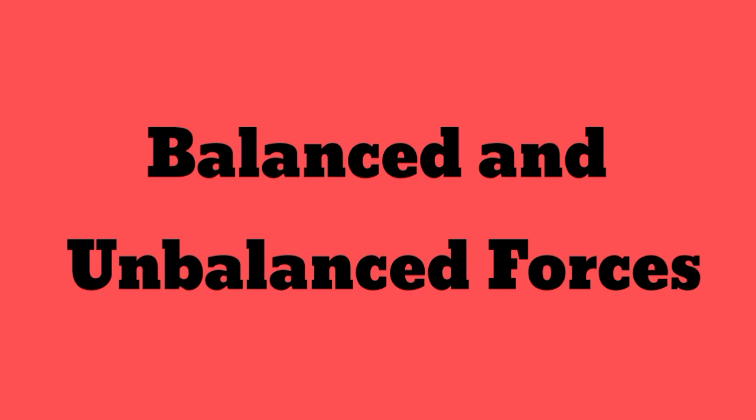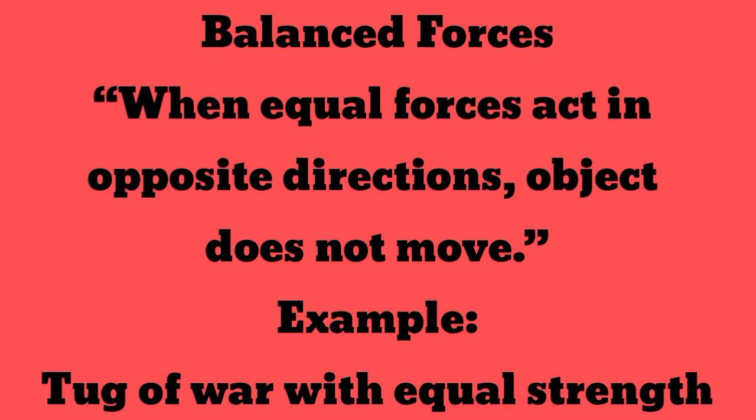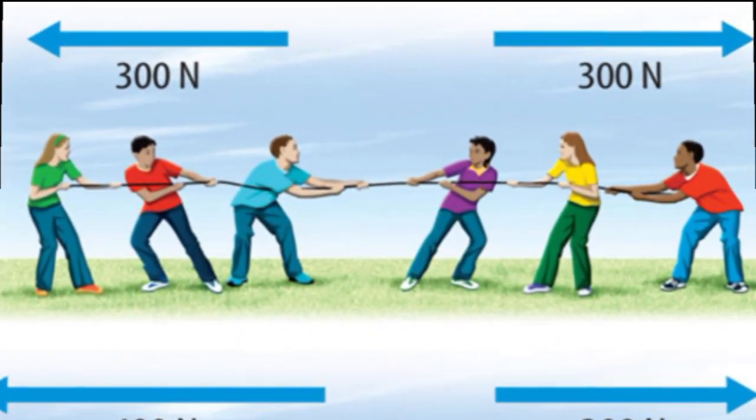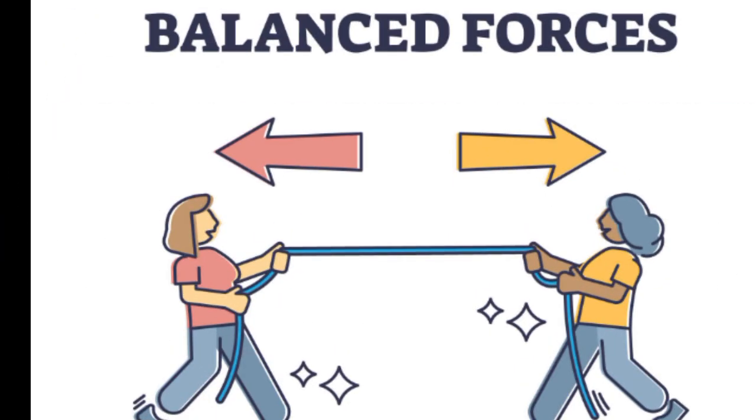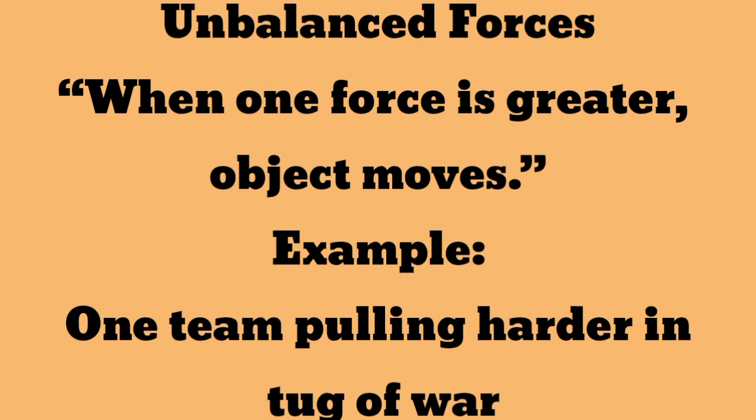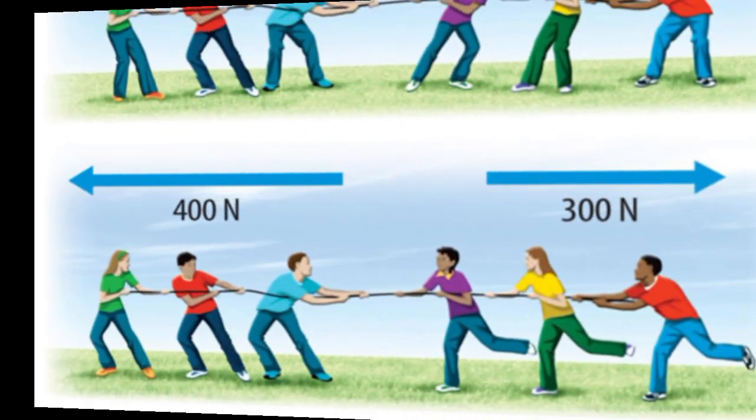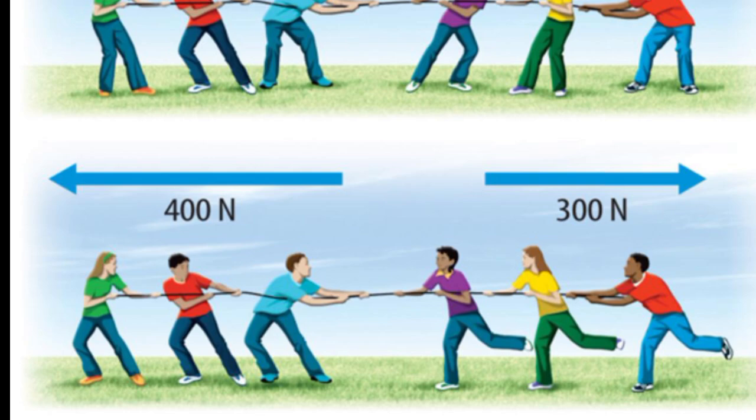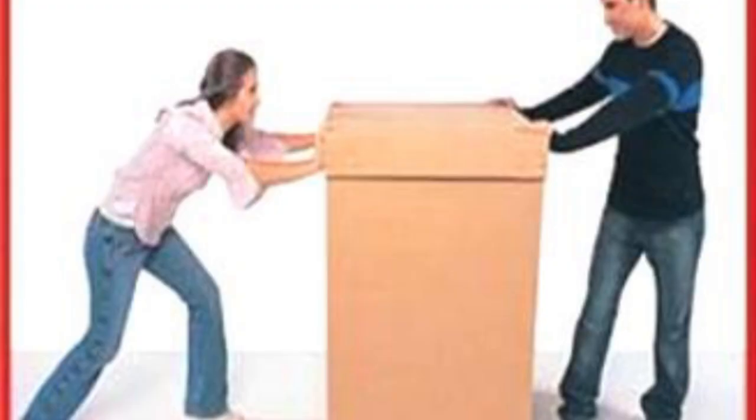There are two main types of forces, balanced force and unbalanced force. As the name indicates, in balanced force, equal forces act in opposite directions and the object does not move. For example, in tug of war, if two teams apply the same amount of force on both sides of the tug, we can say that it is balanced force. And unbalanced force is when one force is greater than the second force. For example, if one team is pulling harder than the other, then the rope will be pulled towards one side.